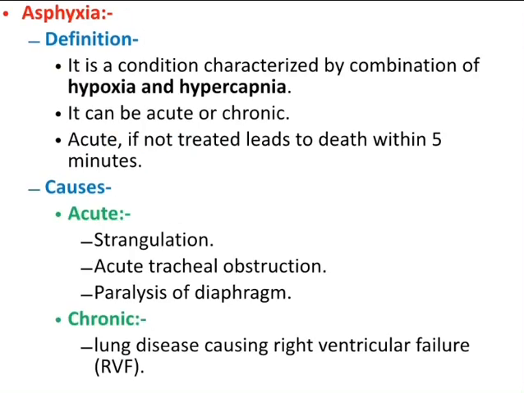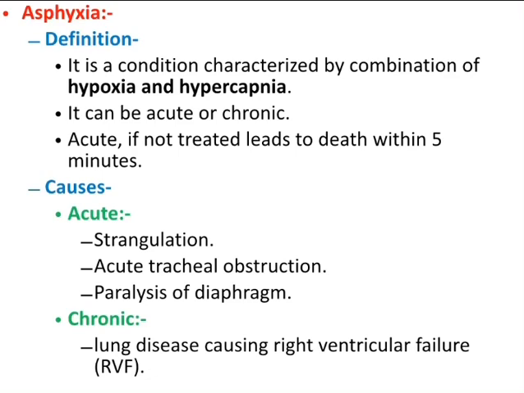Now next is asphyxia. If you want to define it, then it is characterized by a combination of hypoxia and hypercapnia. It can be acute or chronic, and if it is acute and not treated, it leads to death within 5 minutes. If we talk about its causes, then acute asphyxia is seen in strangulation, acute tracheal obstruction and paralysis of diaphragm. If we talk about chronic asphyxia, then lung disease causing right ventricular failure.